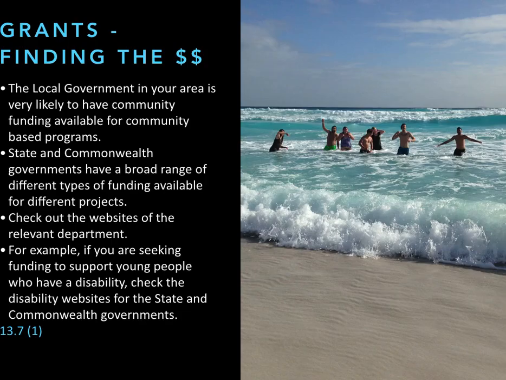All right, so once we've done all that, we need to find the money to make it work, don't we? So the local government has got grants. State and Commonwealth have a broad range of different types of funding available. Check out their websites and check out the relevant departments. So if you're looking at disability, for example, you check out the disability websites of state and Commonwealth governments. So local, state and Commonwealth money is generally available.